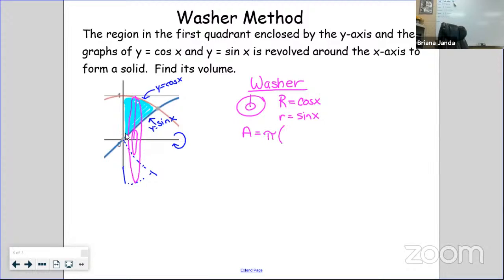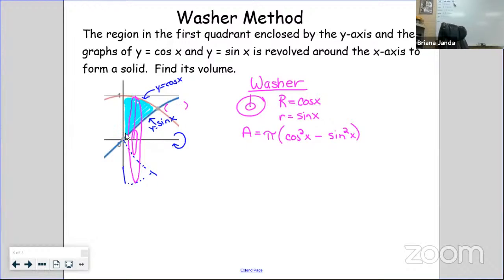Pi outer radius, capital R squared, minus inner radius, little r squared. And then same thing with our volume. These washers are stacking up along our x-axis because that's what we are rotating around, which means they're stacking from left to right. They did not tell us where it stops.